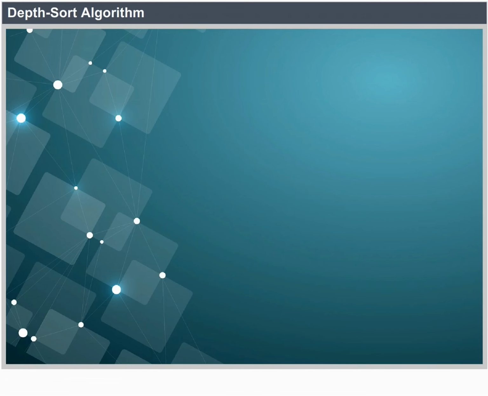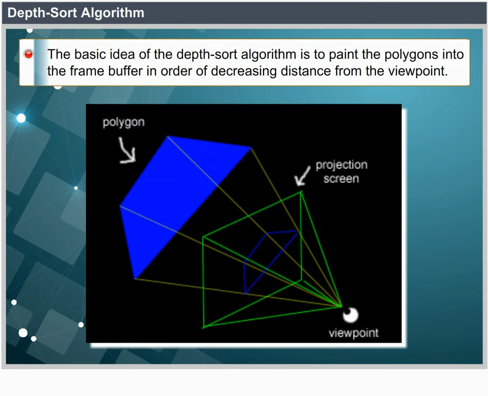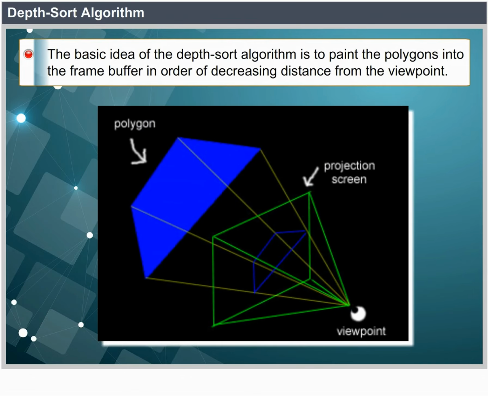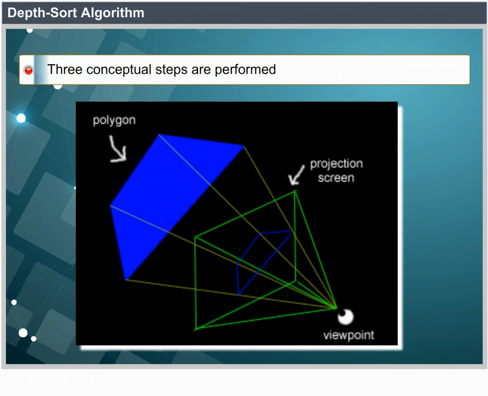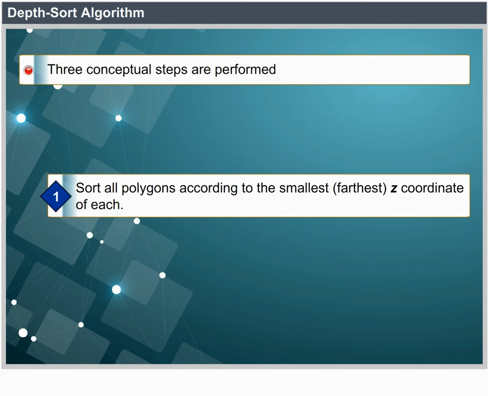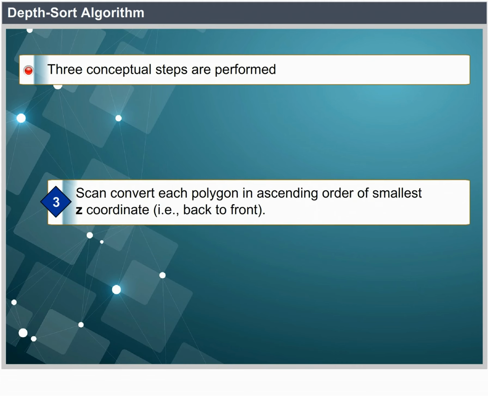Depth sort algorithm. The basic idea of the depth sort algorithm is to paint the polygons into the frame buffer in order of decreasing distance from the viewpoint. Three conceptual steps are performed. 1. Sort all polygons according to the smallest, farthest z coordinate of each. 2. Resolve any ambiguities that may be caused when the polygons' z extents overlap, splitting polygons if necessary. 3. Scan convert each polygon in ascending order of smallest z coordinate, back to front.